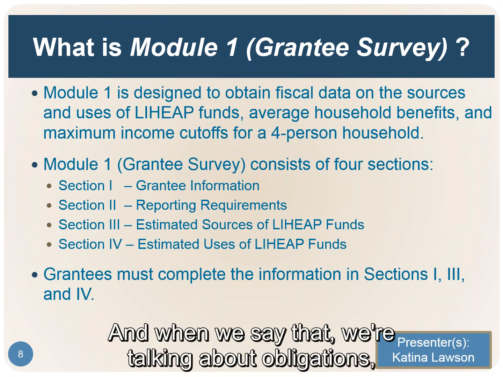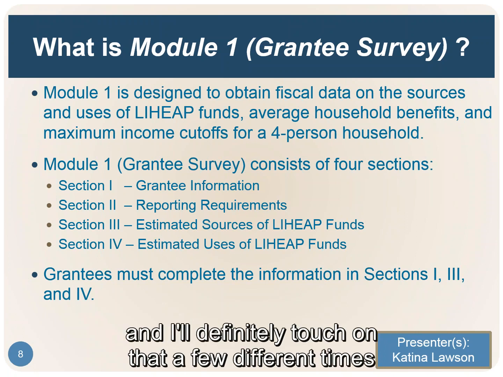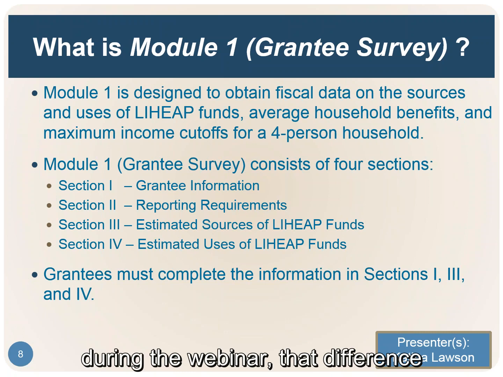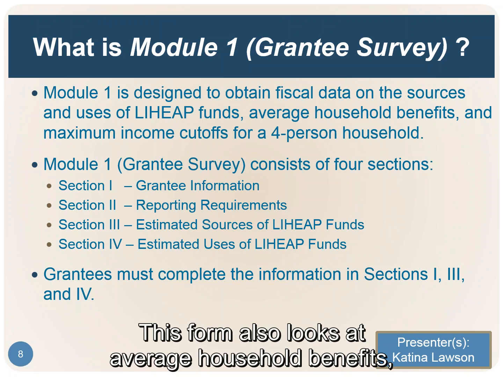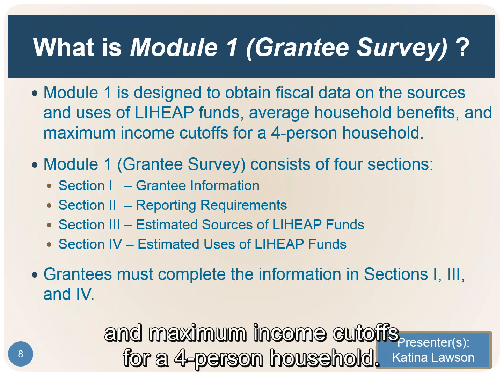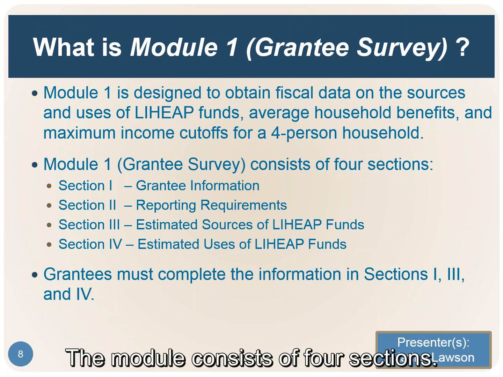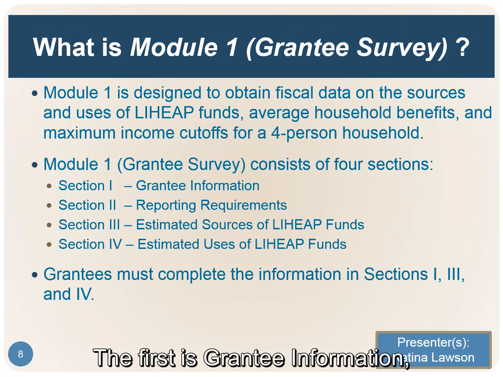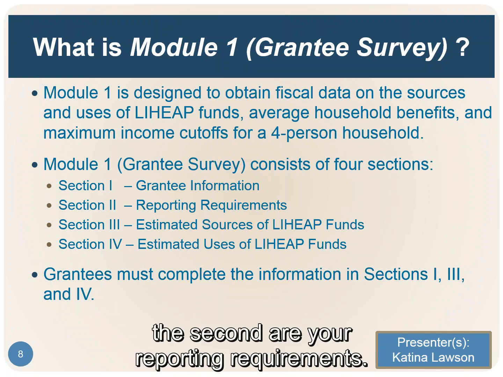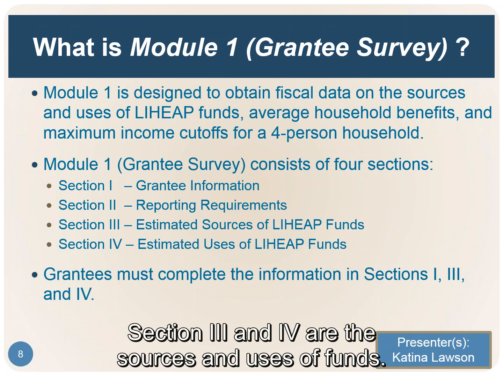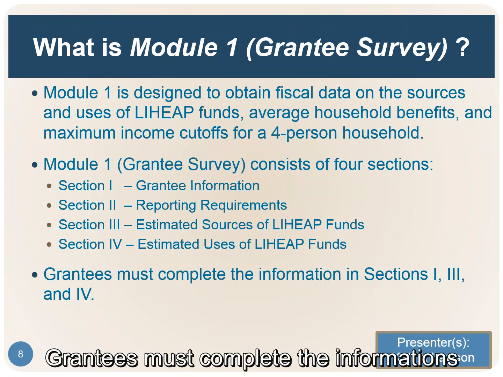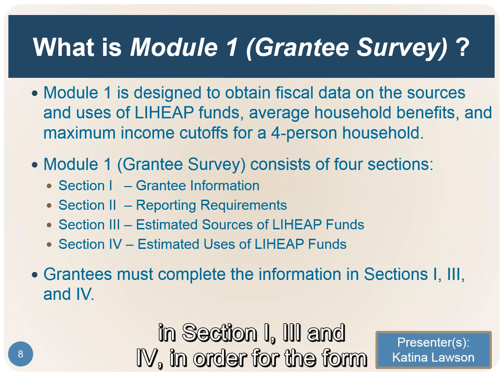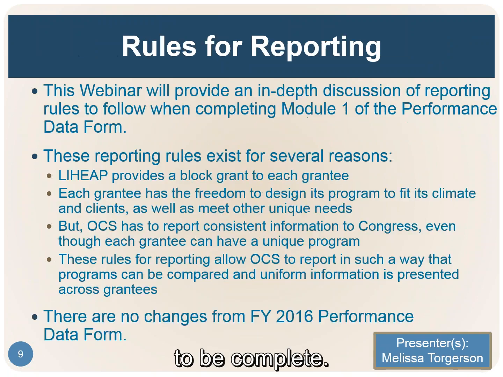And when we say that, we're talking about obligations, and I'll definitely touch on that a few different times during the webinar, that difference between obligation and expenditures. This form also looks at average household benefits and maximum income cutoffs for a 4-person household. The module consists of 4 sections. The first is grantee information. The second is your reporting requirements. Sections 3 and 4 are the sources and uses of funds, and that's really where we're going to focus our time on sections 3 and 4 today. Grantees must complete the information in sections 1, 3, and 4 in order for the form to be complete.